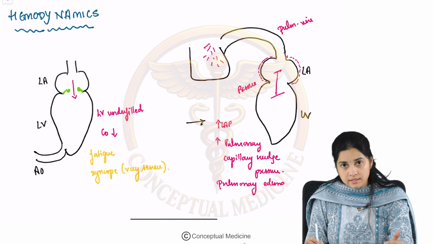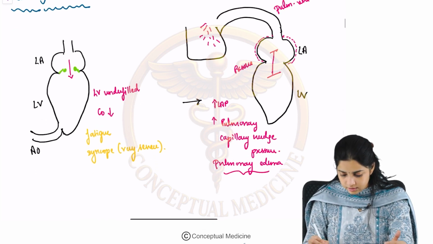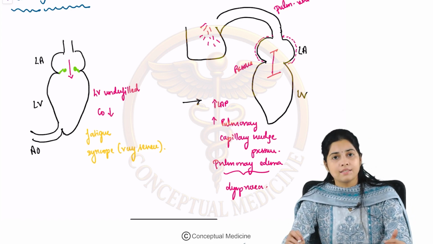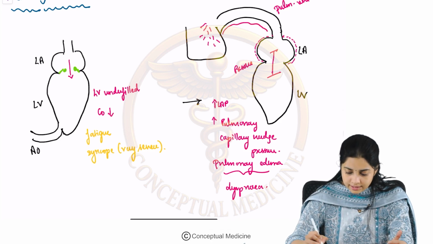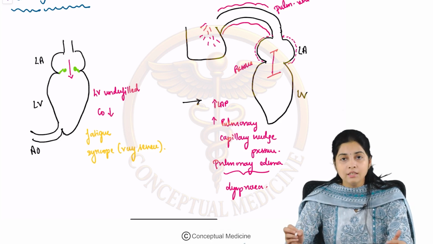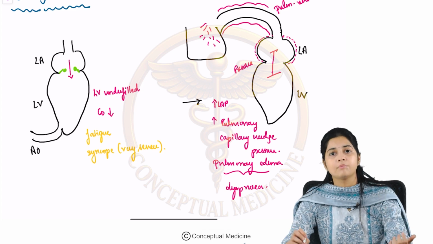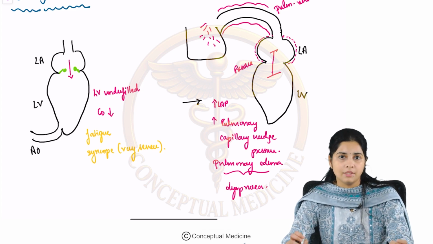And what does this result in? This results in dyspnea. Over the course of time, you can also understand that there can be pulmonary venous hypertension and later progressing to pulmonary artery hypertension as well.